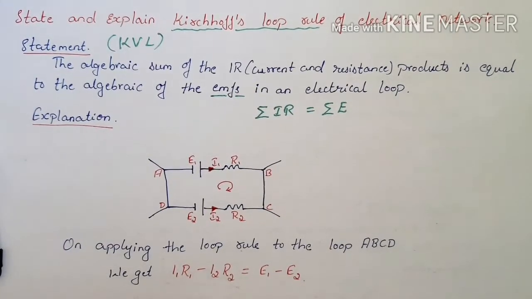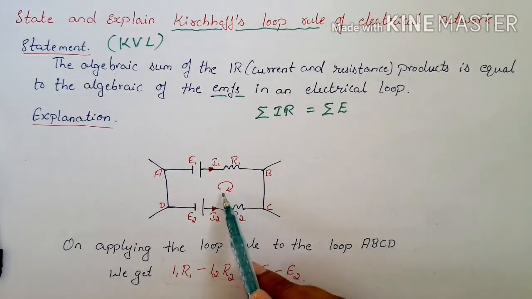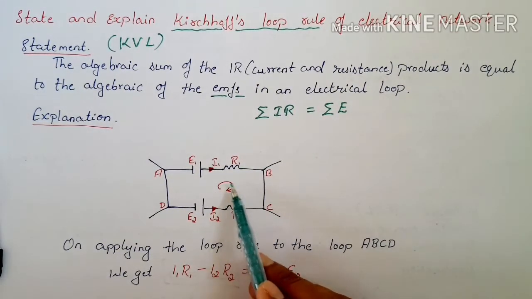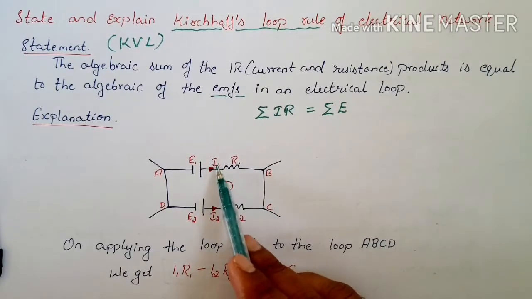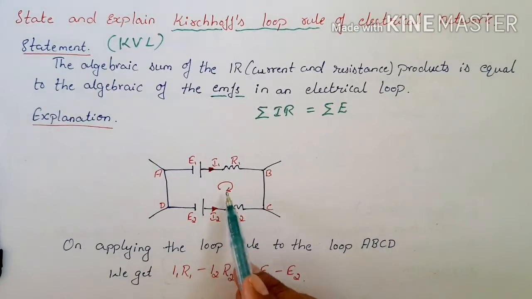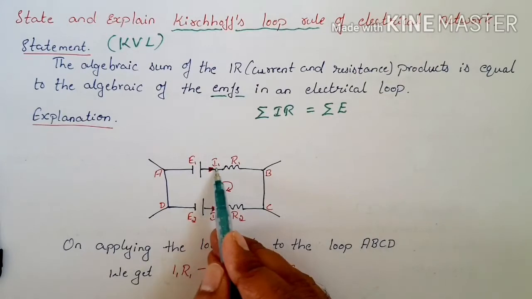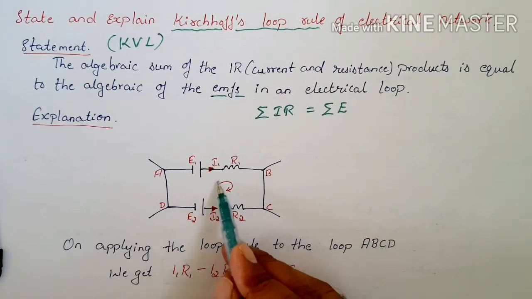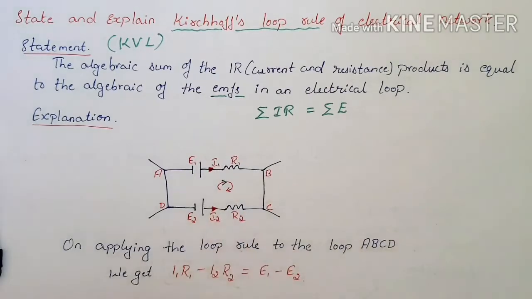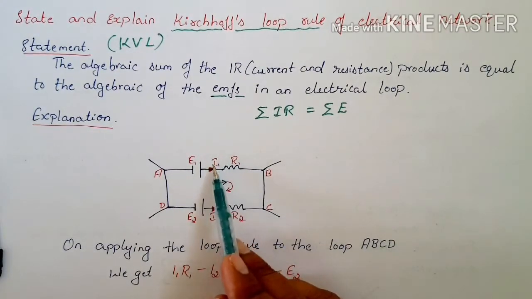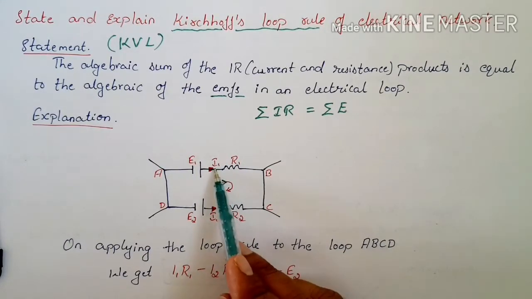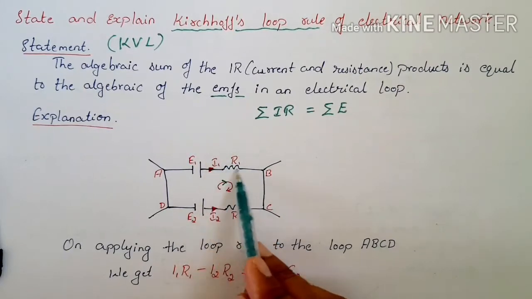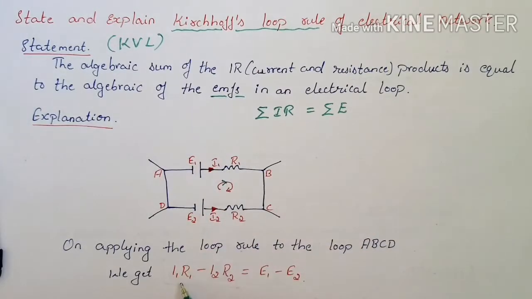To apply Kirchhoff's rule, we have to consider an arbitrary arrow mark here, either clockwise or anti-clockwise. You can choose the arrow mark. Observe the current direction is like this, towards the right side, and the arrow mark direction is also going like that, correct? Then that product should be taken as positive. If the current and this arbitrary arrow mark come in the same direction, then the product is positive. I1 R1 is positive.